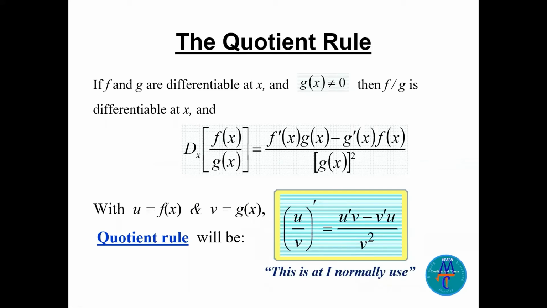The quotient rule. Quotient means f of x divided by g of x, and we need the derivative of this quotient. It will be the derivative of the numerator here, f prime, times the denominator, g, minus, there is a minus, g prime of x times f of x, divided by the denominator all squared. This is the formula I use, (u over v) prime: u prime v minus v prime u, all divided by v squared. If you like this formula, you can use it as a quotient rule.